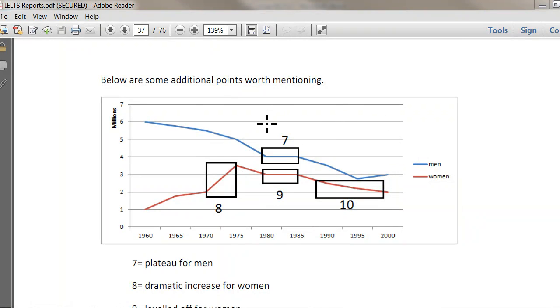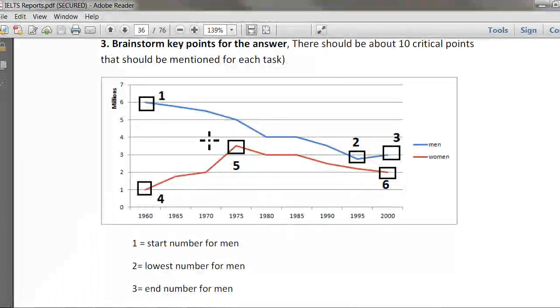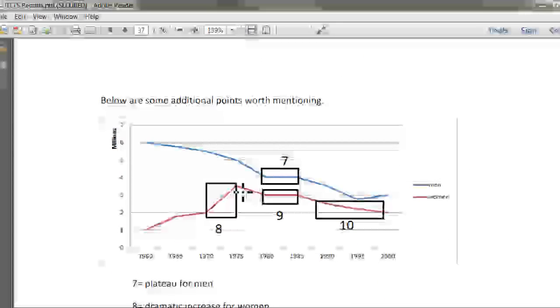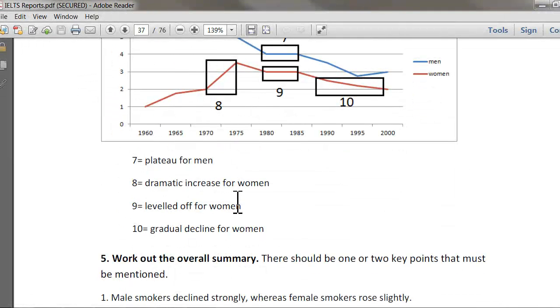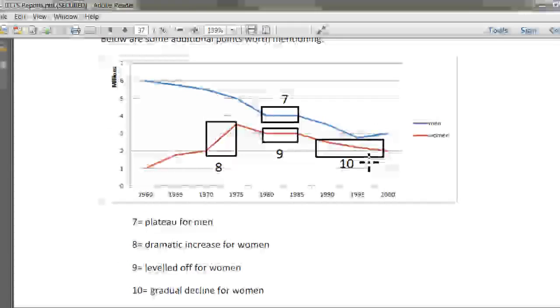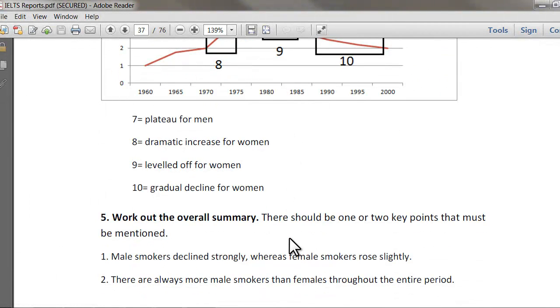In order to get high scores, we've got to select our data. That's why I said these are really the key points that we must cover, and then we might just find some additional ones. Now, overall summary: we have to find what's the key point about this, and a good way to think about that is if you could only say 1 or 2 things about this chart, what would it be? And since it's a change over time, we want to look at the start numbers and the end numbers. And if we do that, we can see a couple of things.